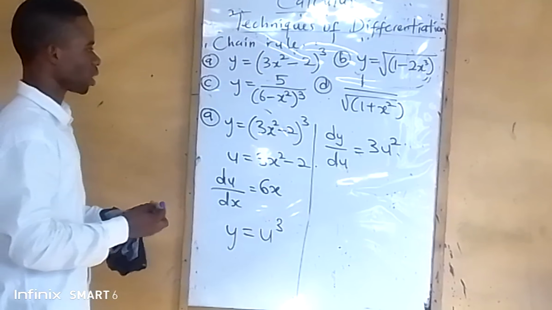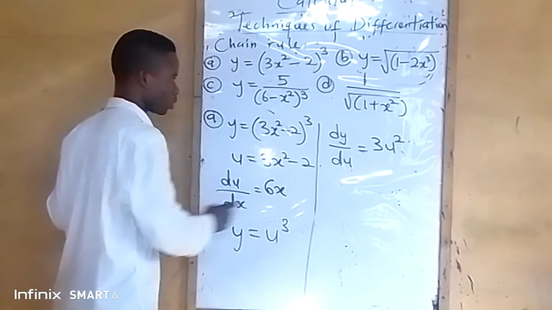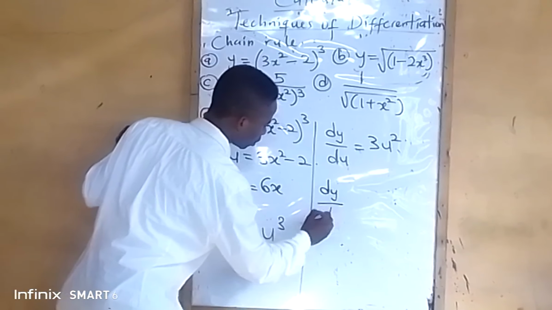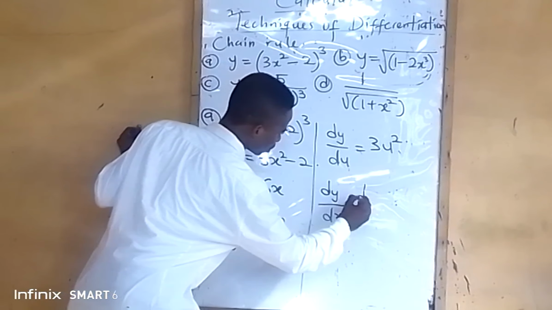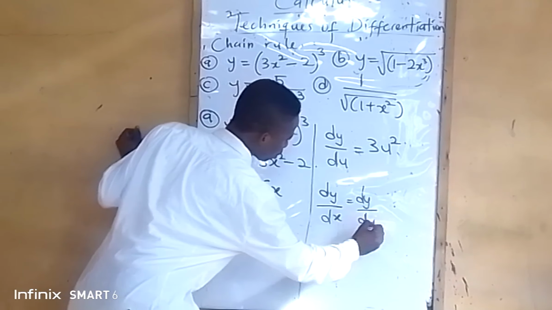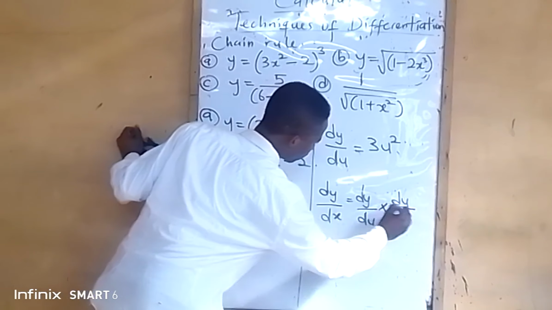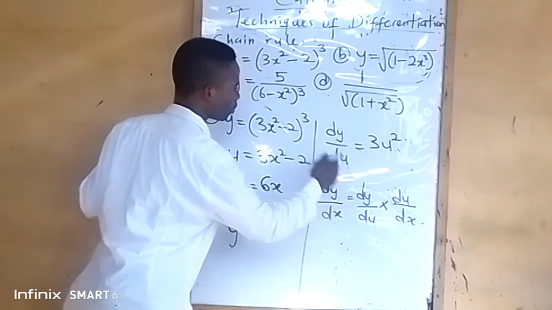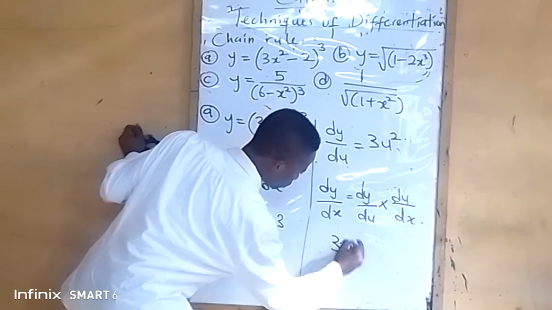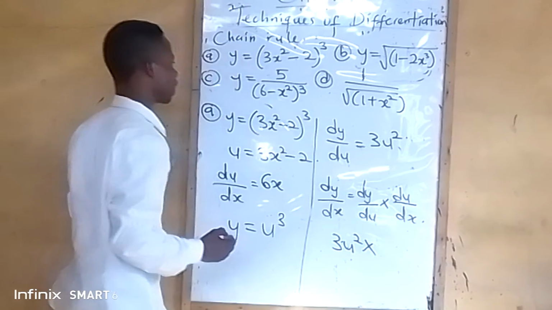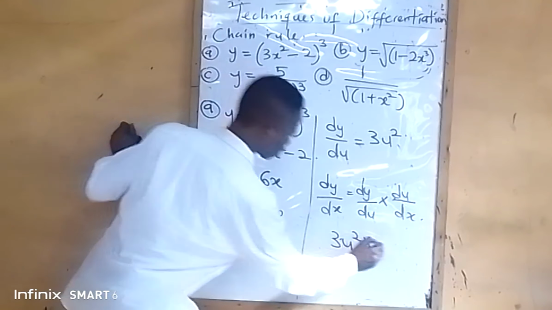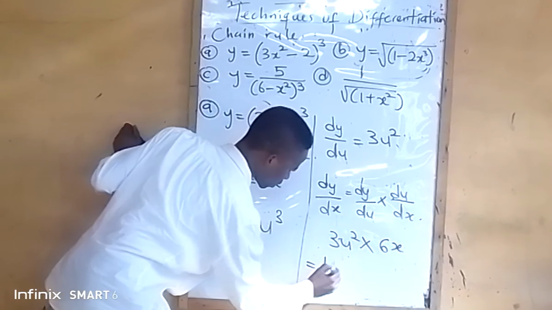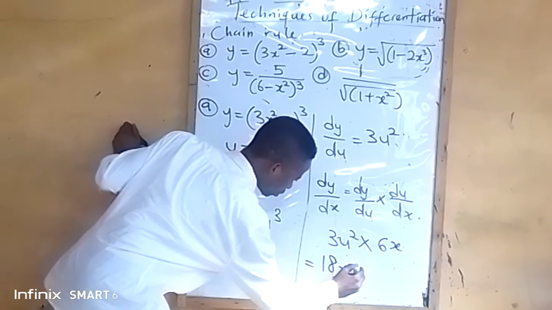After you've done that, you've gotten your du/dx and you have gotten dy/du. You can now find dy/dx. Don't forget the formula: dy/dx equals dy/du multiplied by du/dx. That is how to retain it. So what's our dy/du? Our dy/du is 3u squared, multiplied by, what's our du/dx? Our du/dx is 6x. So the answer is 6 times 3, that is 18x u squared.